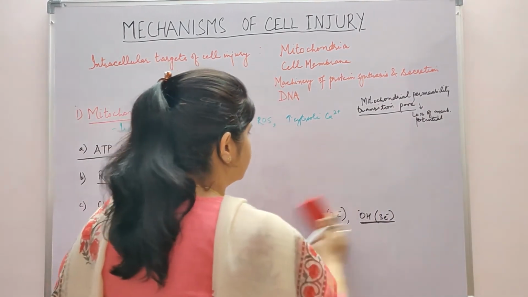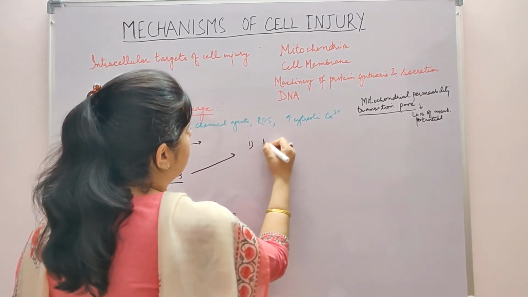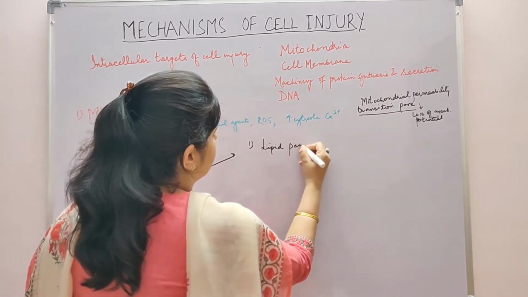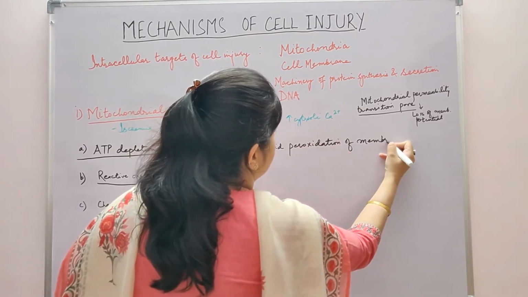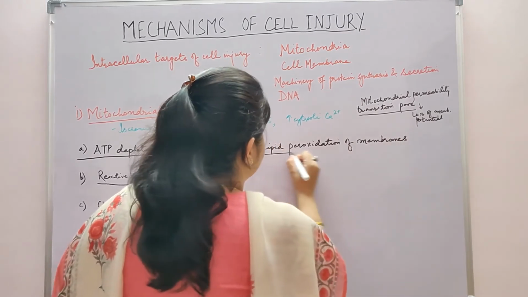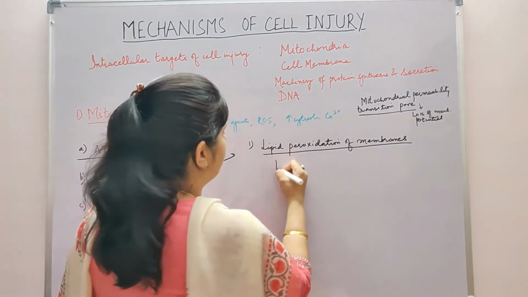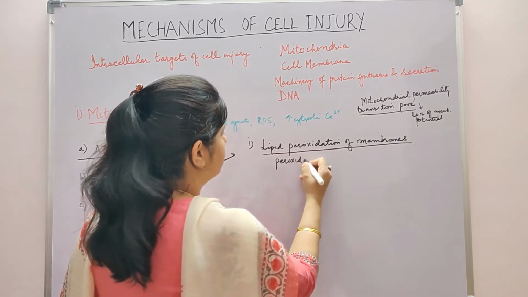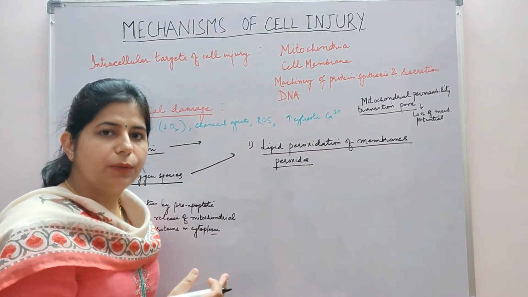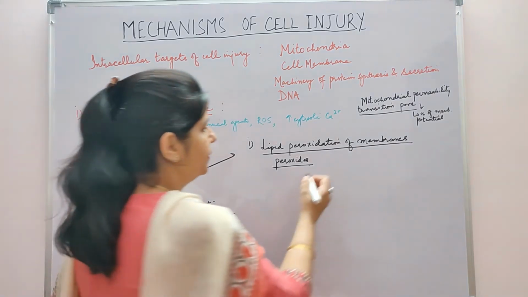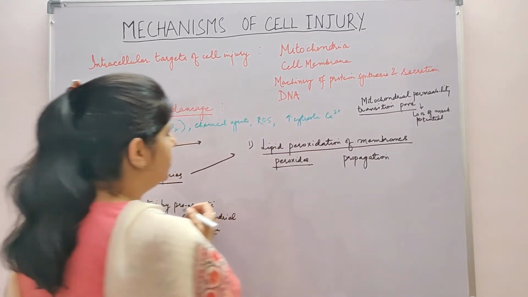These reactive oxygen species act by various mechanisms. They cause lipid peroxidation of membranes. They attack the double bonds in the unsaturated fatty acids of the lipids in the membranes, and they form peroxides. And these peroxides then react with other molecules and propagate a chain of damage, which is called propagation. Thus they cause damage to the membranes.